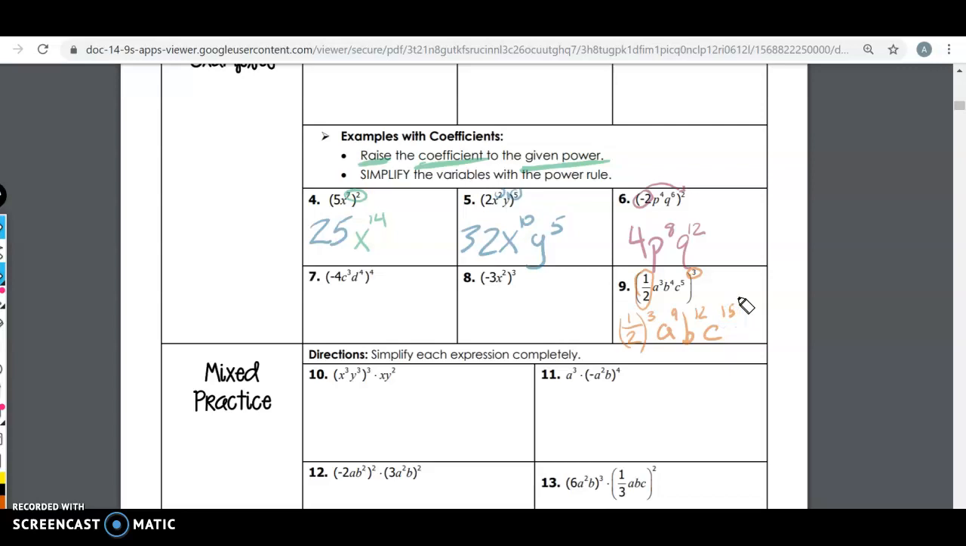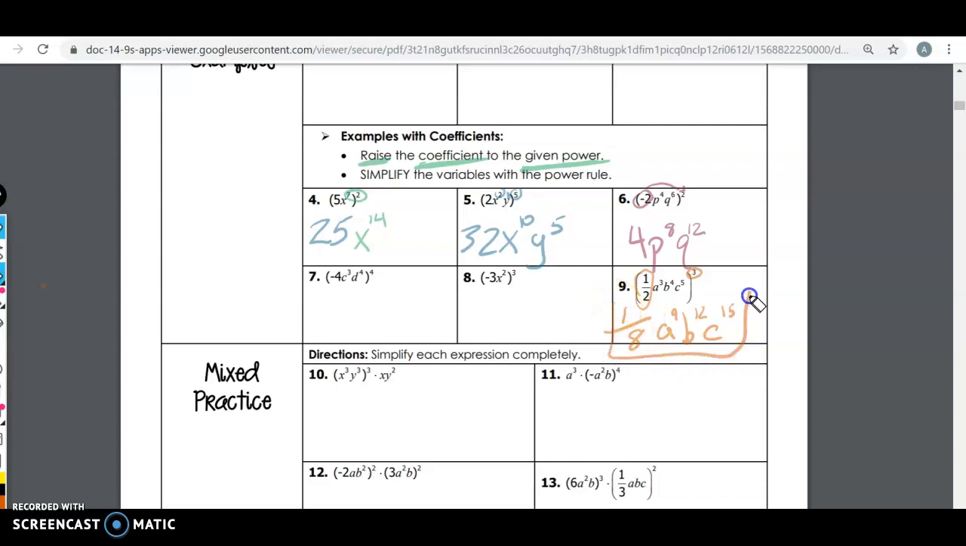Some of you are not sure how to raise a fraction to a power. All we do is we raise the numerator and the denominator separately to that power. We're going to raise 1 to the 3rd power, which is 1, and then 2 to the 3rd power, 2 times 2 times 2 is 8.